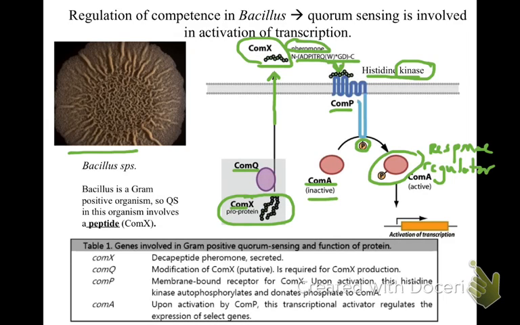And it will bind to the chromosome at particular sites, and it will activate transcription. In this case, it's going to activate all those other COM genes that we saw earlier that will allow for the binding, uptake, and processing of DNA.